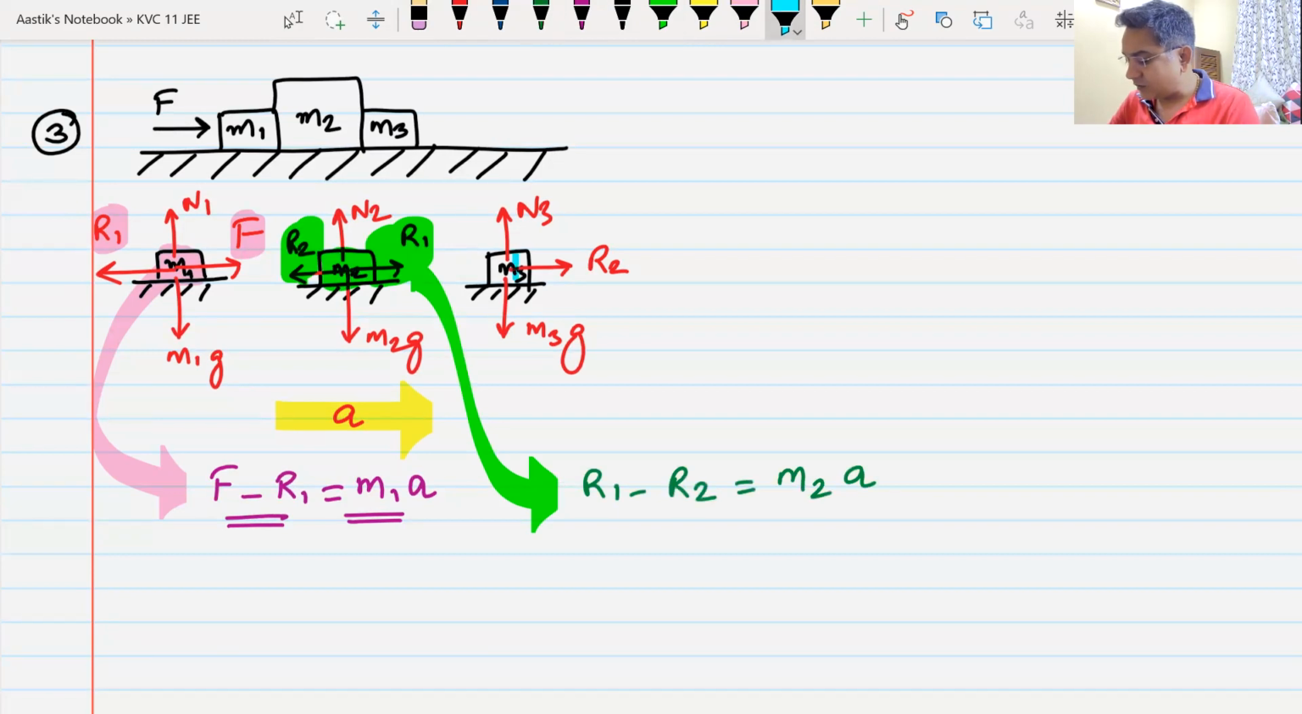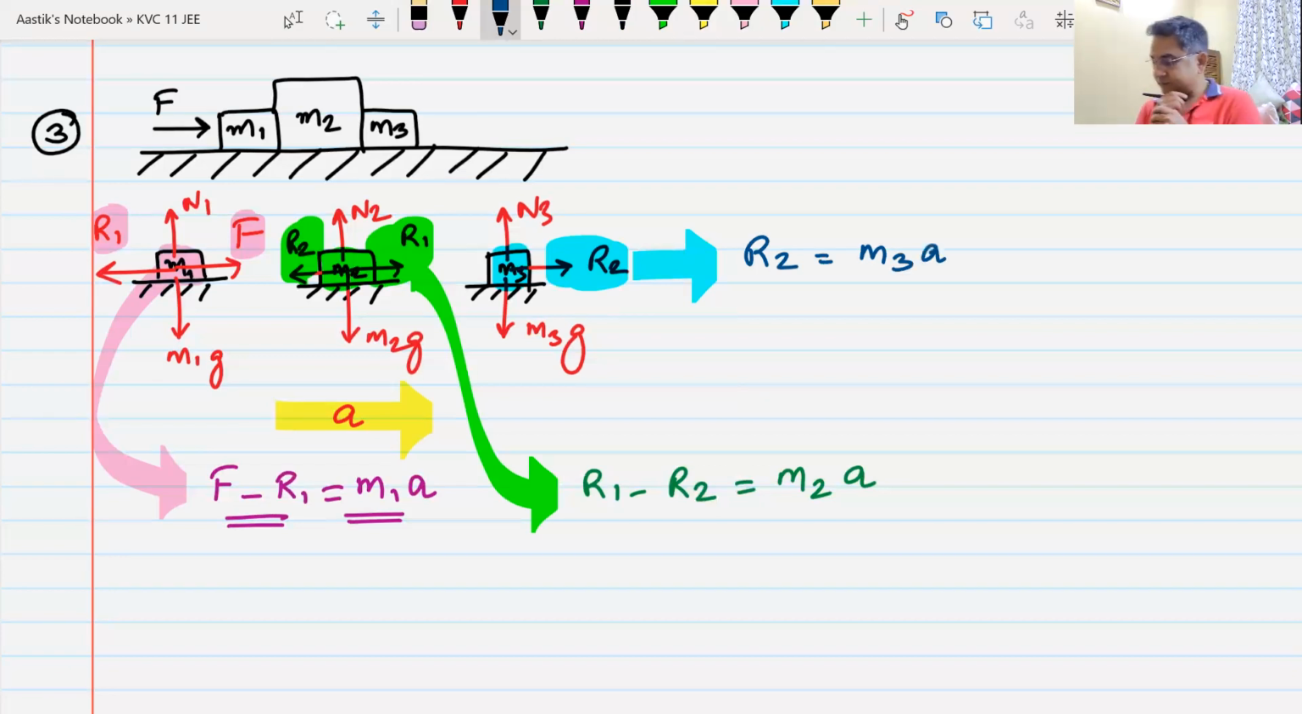Let me move on to the third one, the blue block. Blue block only has R2 here. I can write the value of R2 as M3 into A. Now, if I combine all these three equations together, I should get the value of the acceleration of the block. And the value of the acceleration of the block will come as F upon M1 plus M2 plus M3.